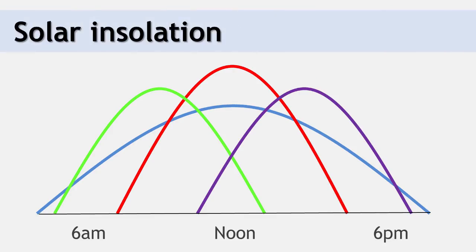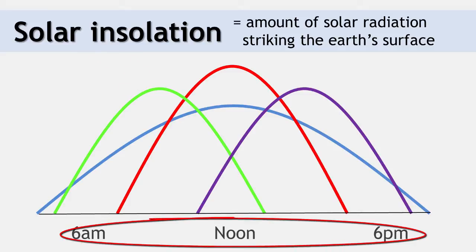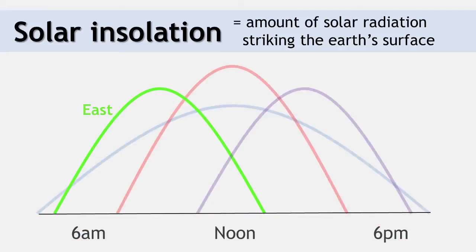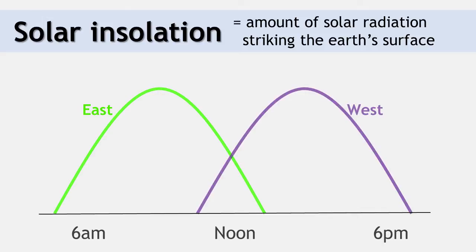This diagram shows 4 solar insolation curves for the northeastern U.S. Solar insolation is the amount of solar radiation striking the Earth's surface. Each curve represents a slope facing a specific compass direction or aspect, north, south, east, and west. Curve height represents the amount of solar insolation. The time of day is labeled across the bottom. Let's begin with the green curve representing an east-facing slope. East-facing slopes get the highest amount of solar insolation during the morning. The opposite is true for west-facing slopes shown in purple. They get the most solar insolation in the afternoon.